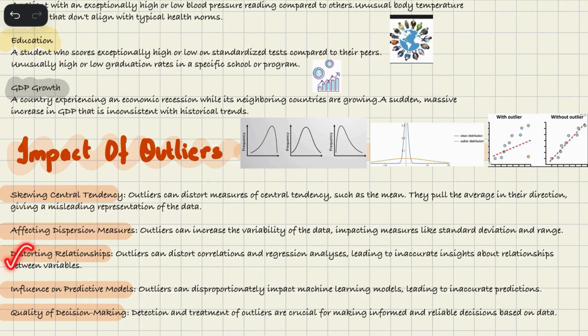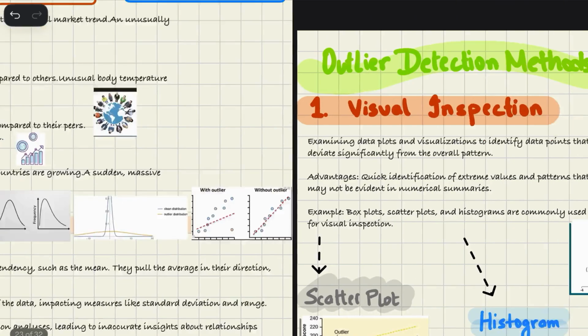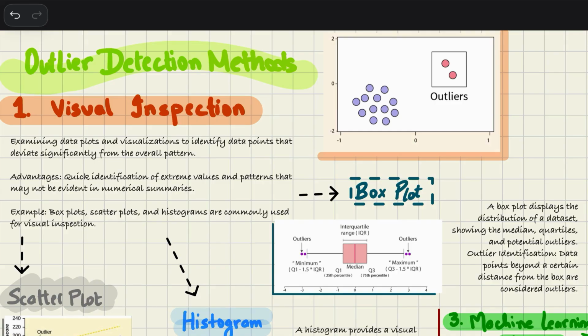And it can also distort the relationships. All right, it can distort the correlations and regression analysis, which can lead to inaccurate insights about the relation among the data. And it also can have an influence on predictive models, right? If we feed in wrong data, there is the garbage in, garbage out ideology, that it will lead to inaccurate predictions, and the quality of decision making is then also affected by the outliers. That is why it is very important to detect the outliers.